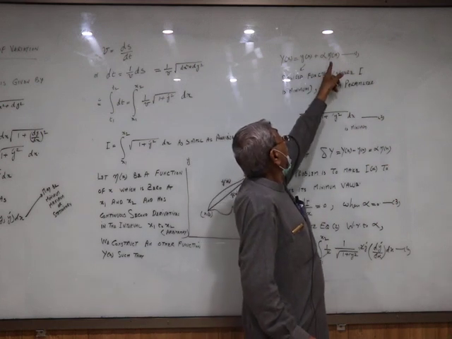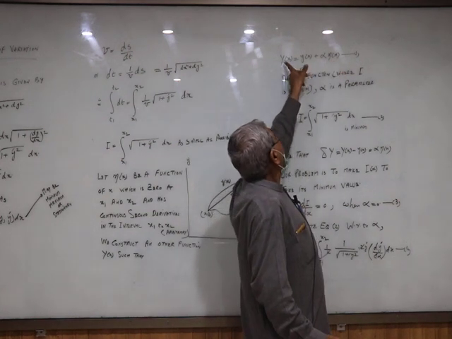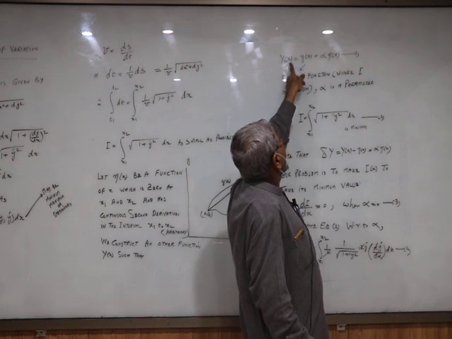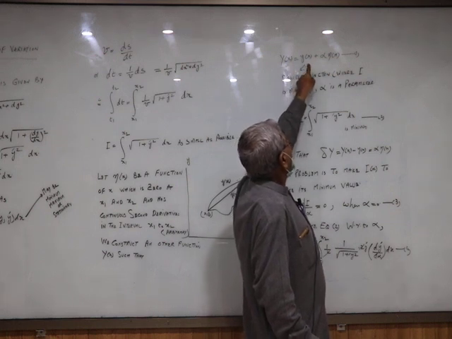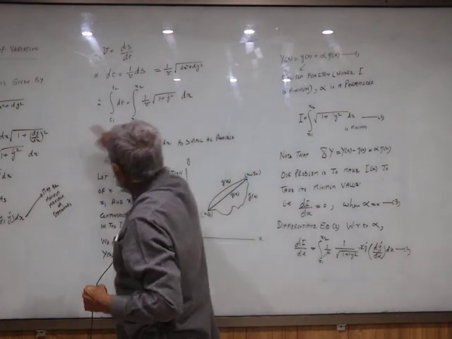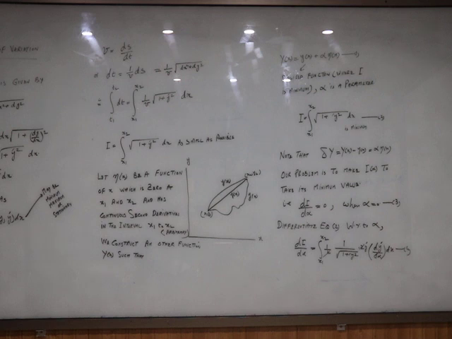Dekhe, ye to humne define kar diya, ye humne define kar rahe hain in equation 1, and that is the desired function in every expression. Desired ka matlab hai ki which we want to have. Desired function means what we want to have.